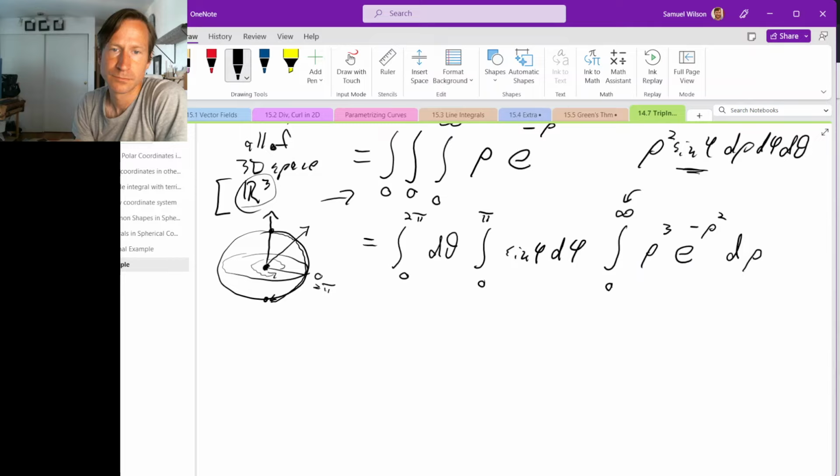All right, so this theta integral, that's pretty routine, right? That's theta from 0 to 2 pi. That's going to give us 2 pi. This phi integral is going to give us minus cosine phi from 0 to pi, so also pretty routine. This rho integral, this is not as pleasant, right? This looks annoying.